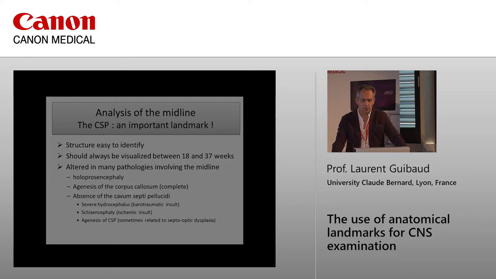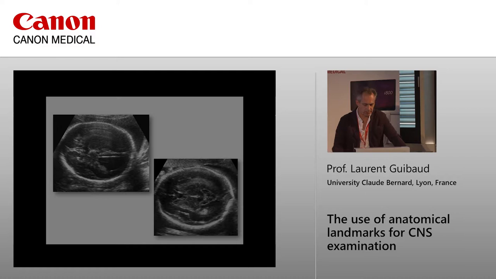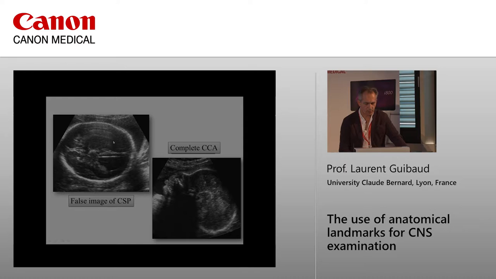But in our casuistic, we have cases of false image of CSP. As in this case, I will show you two images. One is a false image, one is a real CSP. For you, the CSP is here. This is not the CSP, because in this case, you have a complete agenesis of the corpus callosum. And you know, sometimes there is dilatation of an ascension of the third ventricle, which may mimic a CSP.